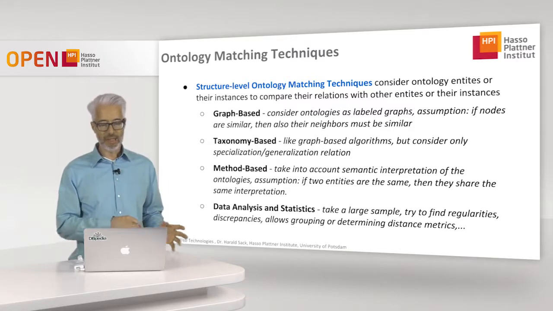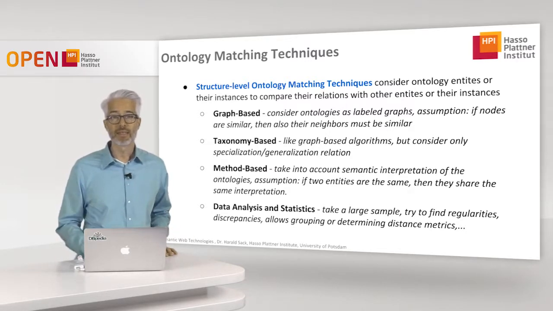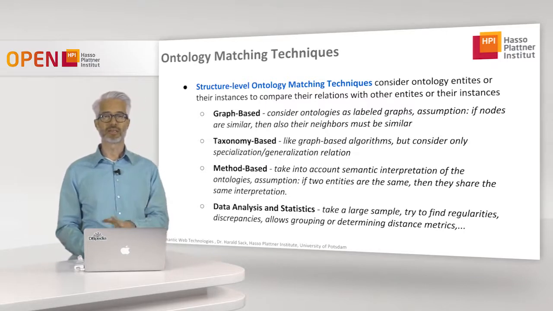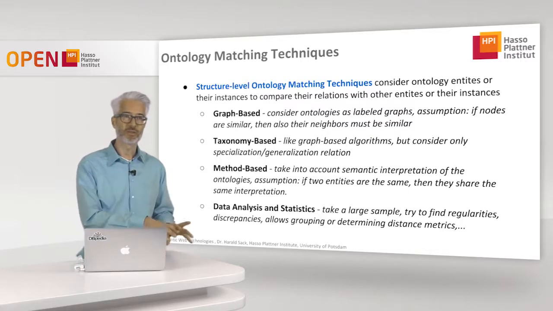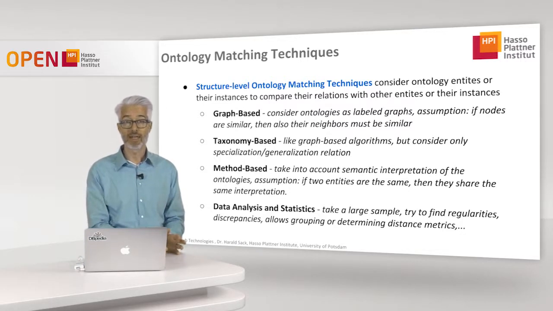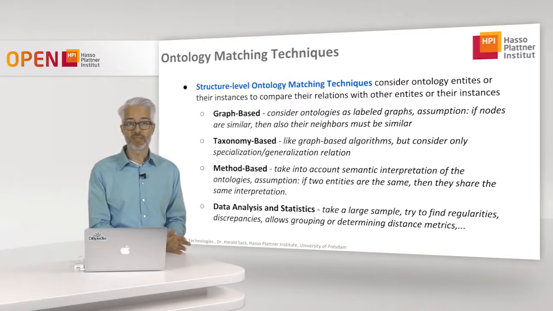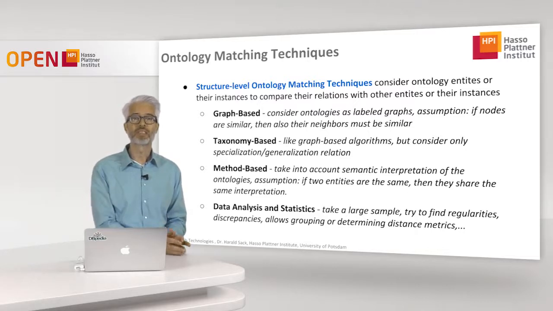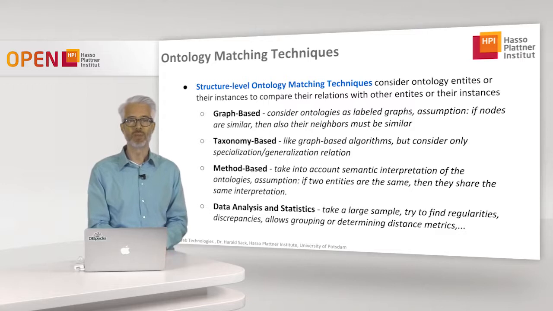Then there are so-called method-based techniques. They take into account the semantic interpretation of the ontologies. And they say, okay, two ontologies or two entities in the ontology are the same or they are similar if they share the interpretation, if their interpretation somehow is similar. So this deeply involves also logic and logical analysis.